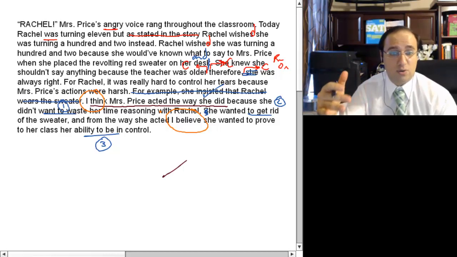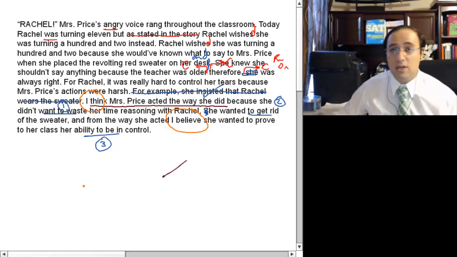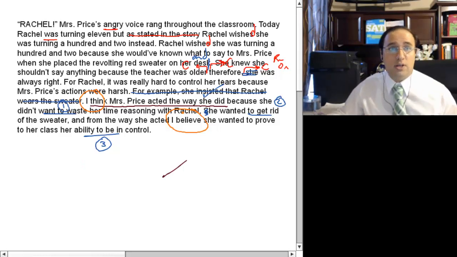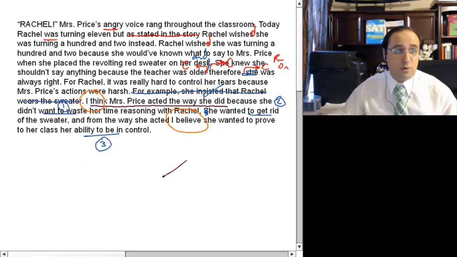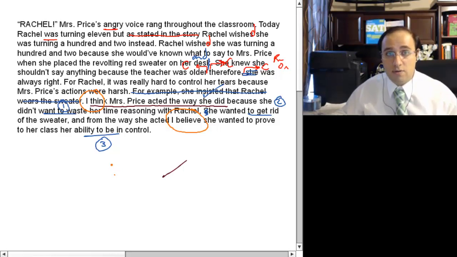Like, Mrs. Price acted the way she did because she didn't want to waste her time reasoning with Rachel. She wanted to get rid of the sweater, and from the way she acted, she wanted to prove to her class her ability to be in control. Again, guys, here we have three clear reasons. Very, very good. Good job, Maria. However, they're all in one long sentence. Trying to break them down into two or three sentences may be better, and you can use words like "also" or "furthermore" or "moreover" in your hint sentences to distinguish each of the reasons from each other.